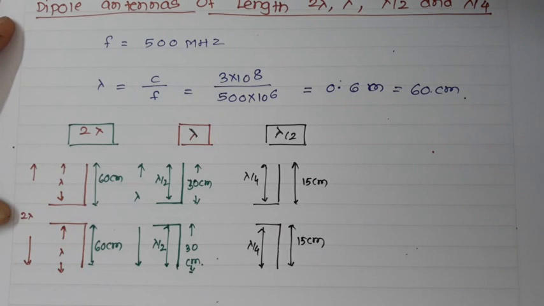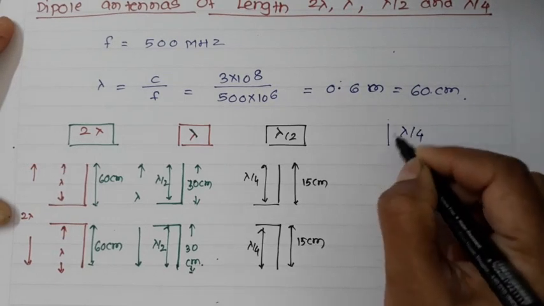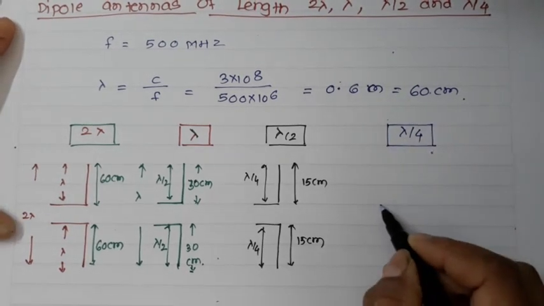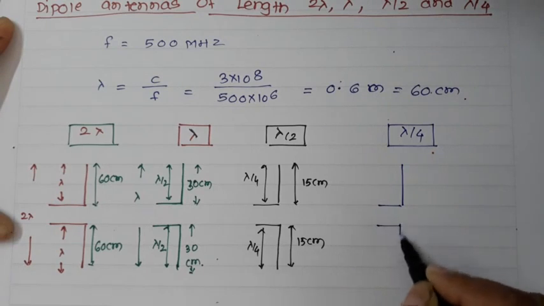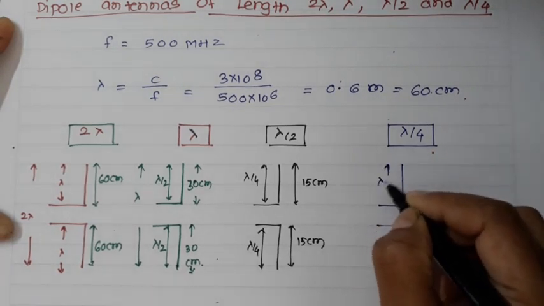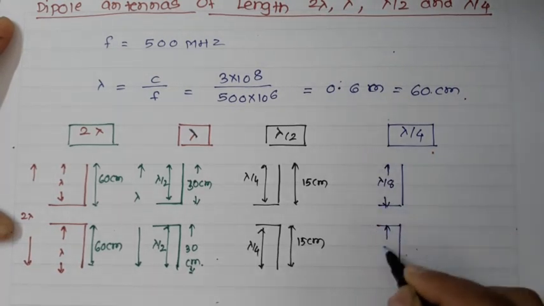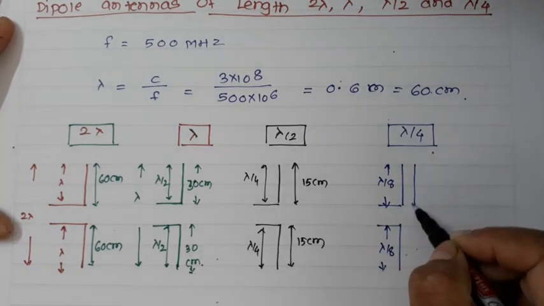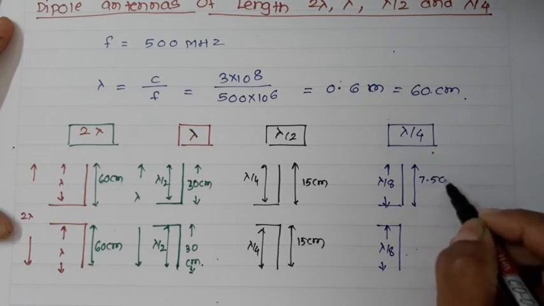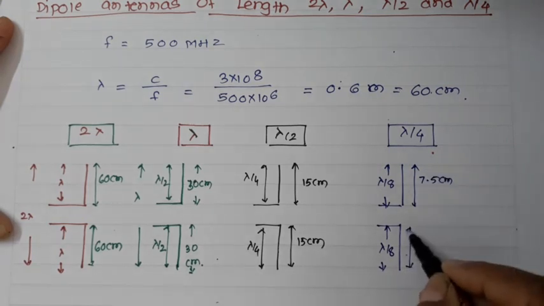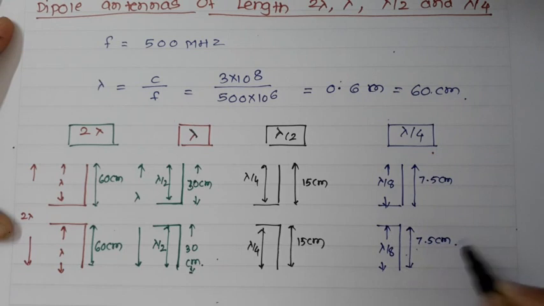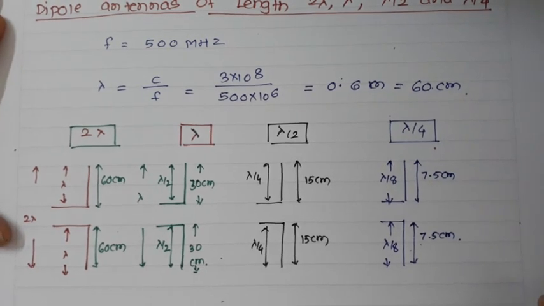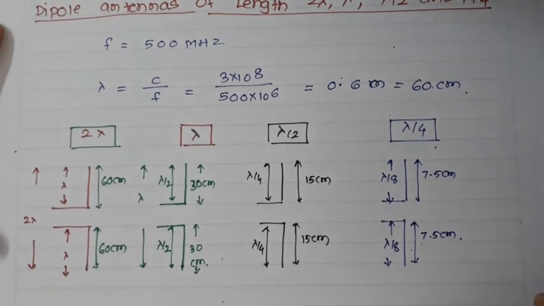The next antenna is the one which will have the length of lambda by 4. When you are talking about the lambda by 4 antenna, this element will have the length of lambda by 8, and this will have lambda by 8. So here this element will be 7.5 centimeters, and this element will be 7.5 centimeters.